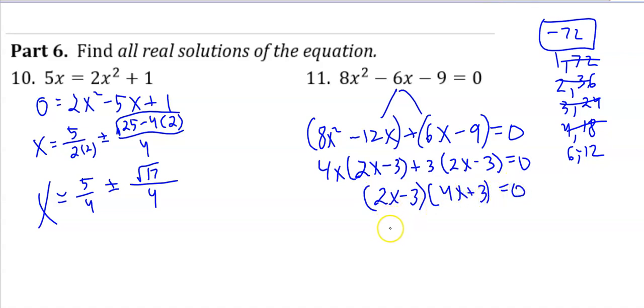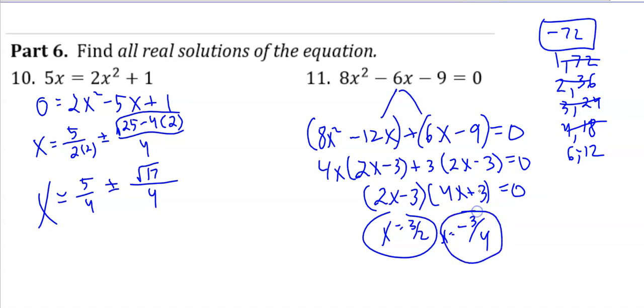Set each factor equal to 0, so you get x equals 3 halves. And then you get x equals negative 3/4 when you set it equal to 0. Solve it. And you got it.